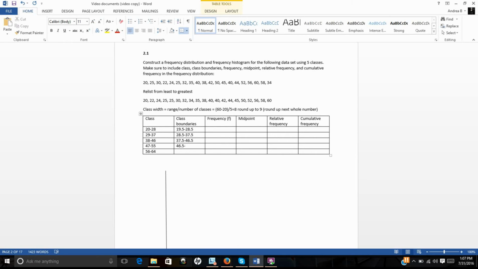You'll notice once you do that, that there is no longer a gap in between each of your intervals. So that way all the values are included now.